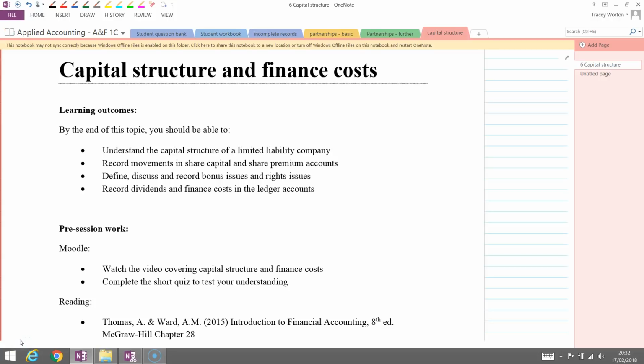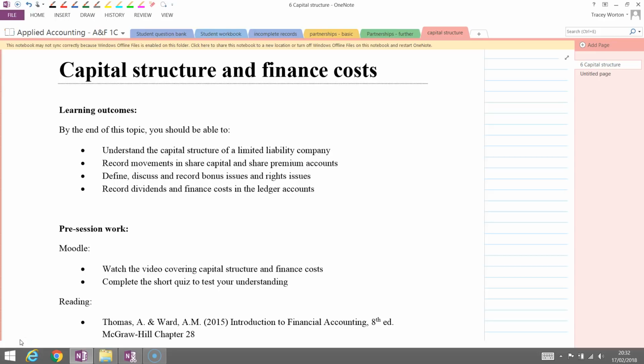So with this lecture we're going to start moving away from the unincorporated businesses to look at incorporated, i.e. companies. So first of all, this introductory lecture is going to look at the capital structure and finance costs.